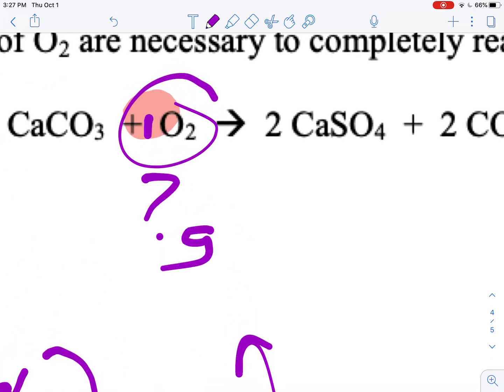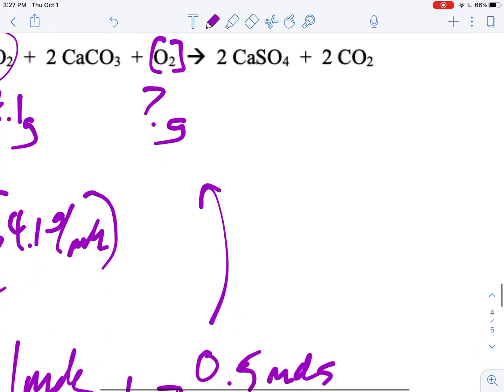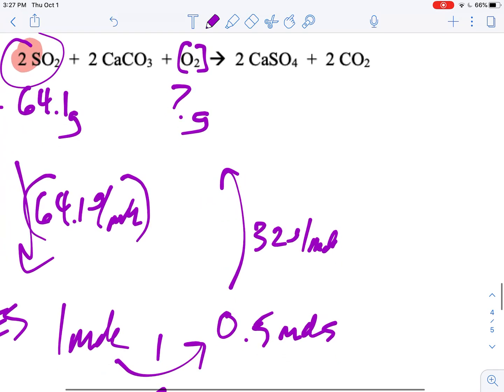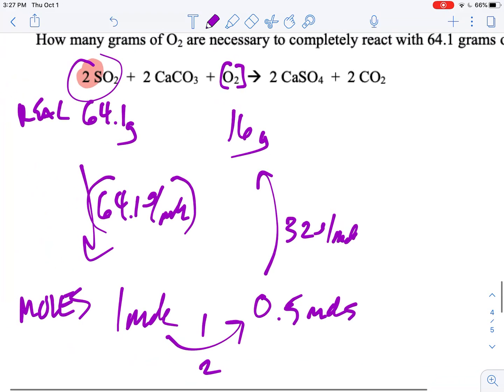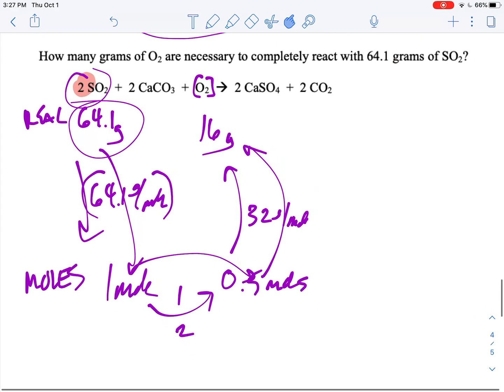Now I got to come back out by using just the mass of oxygen. So just the mass of oxygen is O2. That's 32 grams per mole. At half a mole is going to get me 16 grams. That's there. So in each of these cases, you start with the grams, you go to the moles, you go to the moles of the other thing, and then you come back out. It's a 3-step process.